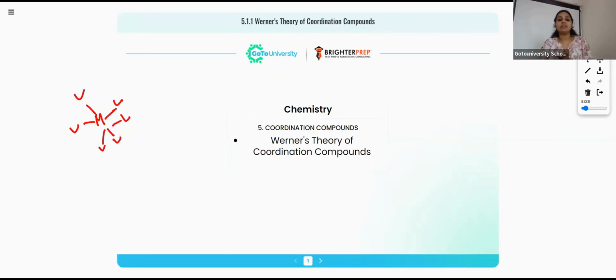Before that, I will give you an introduction regarding coordination compounds, where the metal atom is surrounded by some ligands. Ligands may be simple atoms like chlorine, fluorine, iodine, or they may be molecules like NH3, ammonia, or H2O, or any molecules. Okay, so these compounds are commonly called coordination compounds.